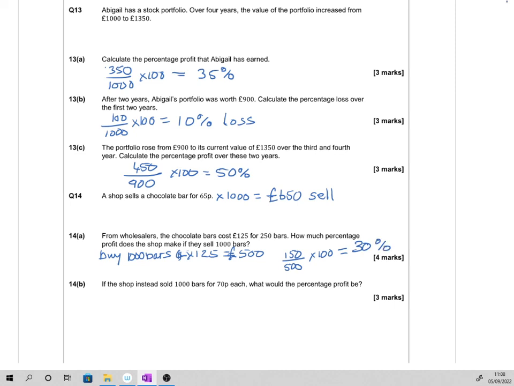And if the shop instead sold 1,000 bars for 70p each, what would be the percentage? 1,000 times 70p is going to be £700. Difference over the original. The difference between 500 and 700 is 200 over the original 500 times 100. So it's going to be 40%. 200 divided by 500 times 100 equals 40% profit.